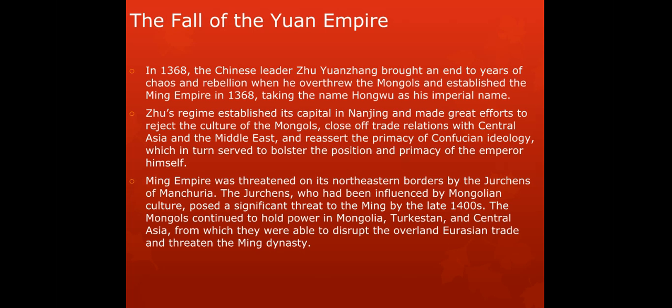The Ming Empire was threatened on its northeastern borders by the Jurchens of Manchuria. The Jurchens had been influenced by the Mongolian culture, and they did pose a very significant threat to the Ming by the 1400s. The Mongols continued to hold power in Mongolia and Central Asia. From there, they're able to disrupt overland Eurasian trade and threaten the Ming Dynasty.